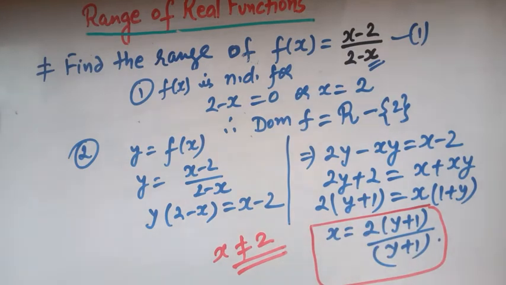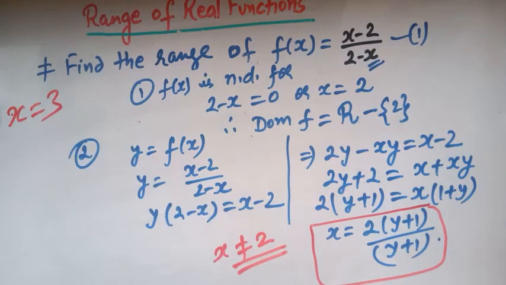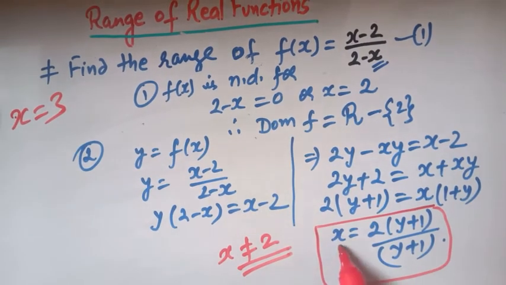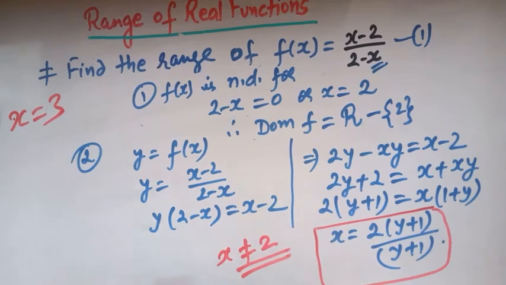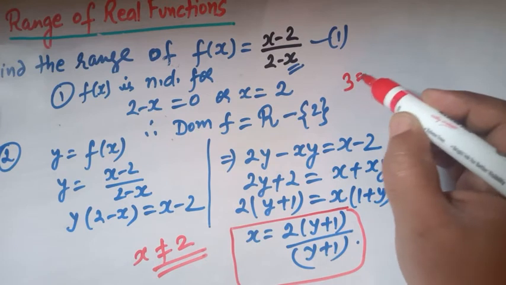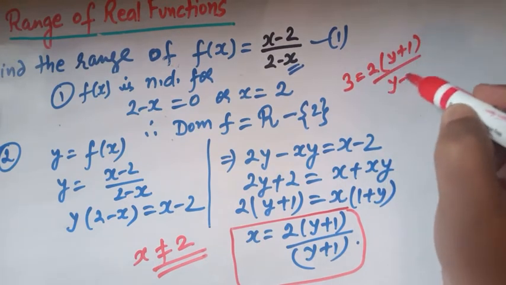So let us, for instance, take a value, say x is equal to 3. Let us take this value, x is equal to 3. So here we'll substitute the value of x is equal to 3. So what we'll get, I'm solving it here: 3 is equal to 2 times of y plus 1, here we have y plus 1.